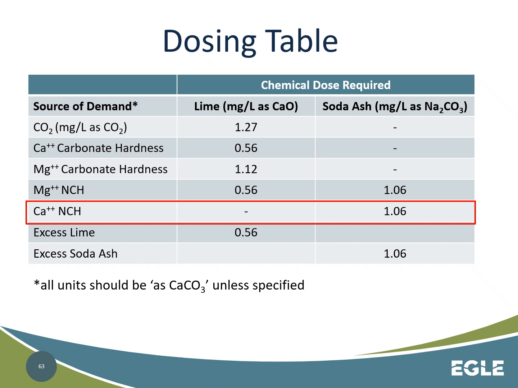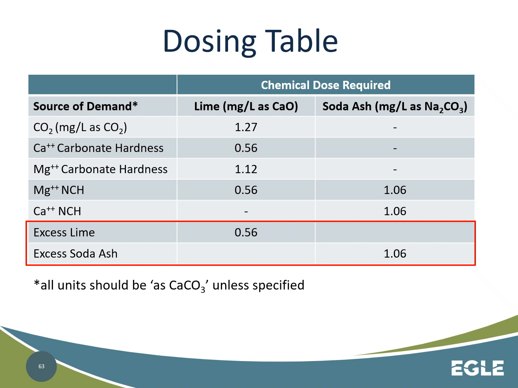Calcium non-carbonate hardness cannot be removed with lime, so we move right to a soda ash calculation. The amount of calcium non-carbonate hardness we want to remove multiplied by 1.06 gives us our soda ash dose in milligrams per liter as soda ash. Almost done. Now we calculate our excess lime and excess soda ash dose with the problem statement given information multiplied by these ratios. Then finally, we add up all the lime dose in milligrams per liter of quicklime to give total lime dose, and we add up all the soda ash dose in milligrams per liter as soda ash to give total soda ash dose. Hooray!